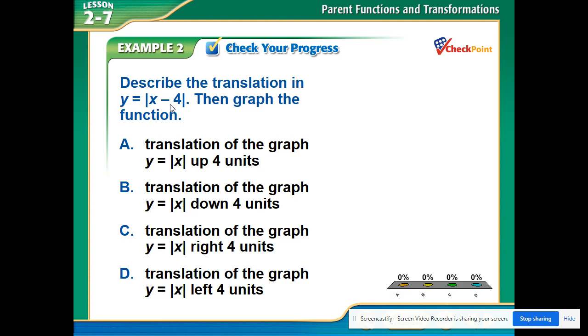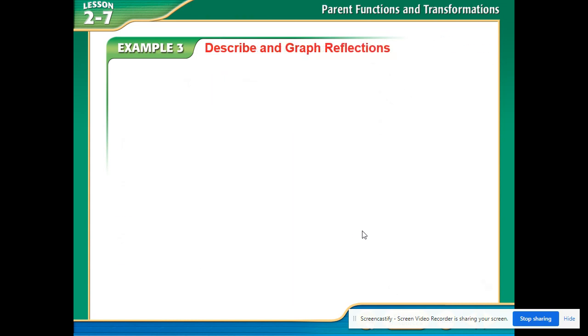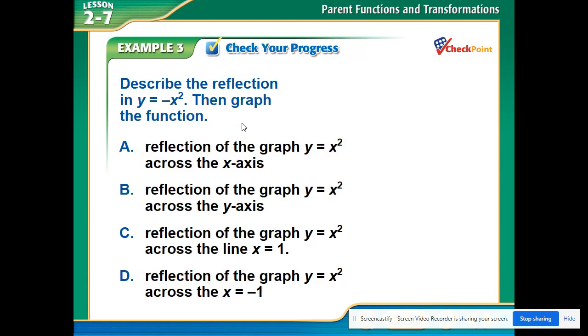You can go ahead and type this one into your calculator, and the blue again is the original, and the new one is here. So if it's over 4, we've moved it 4 to the right. Now looking at this one, notice what happens with the negative in front. The negative in front makes it go upside down. It reflects across the x-axis. So that's what we're just kind of doing today.